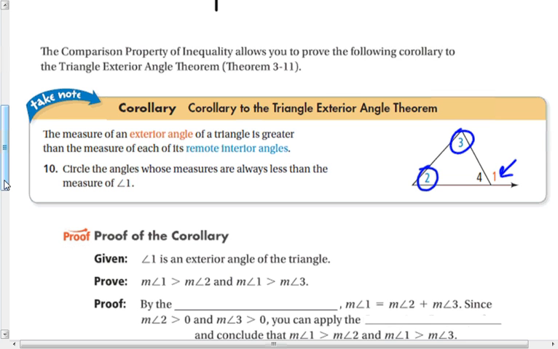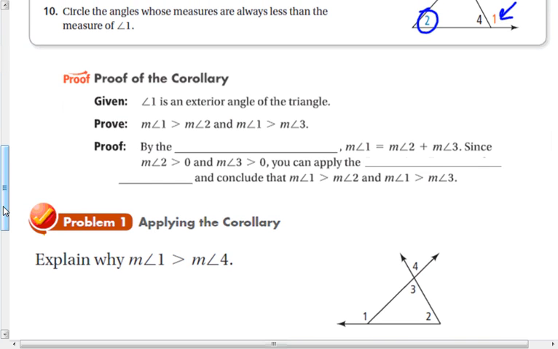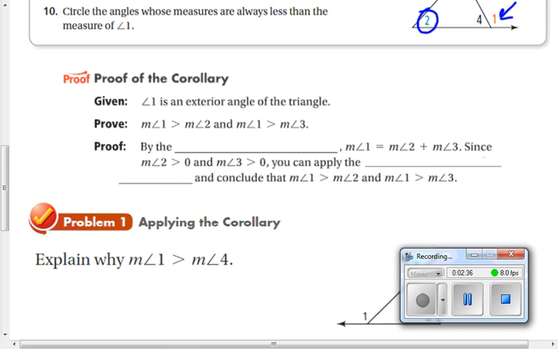All right, and here's a proof of that. I'll let you see if you can fill in the reasons there. So I'll just pause here.